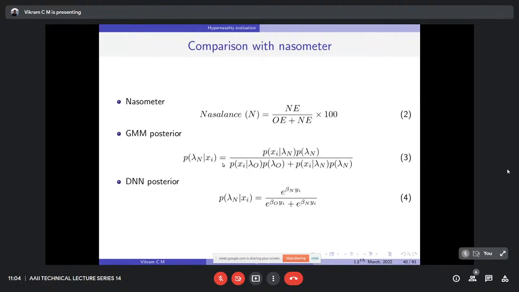Like that, if you have some posterior probabilities, suppose we have two different models, one model for the nasal and another model for the oral. From these models, we calculate the posterior probabilities and take the ratio between them: the posterior probability of the nasal sound divided by the posterior probability of the oral sound plus the nasal sound. All these are equated to the original nasal lens equation.